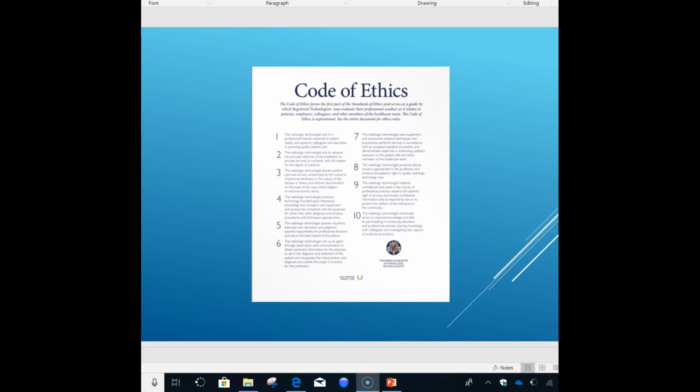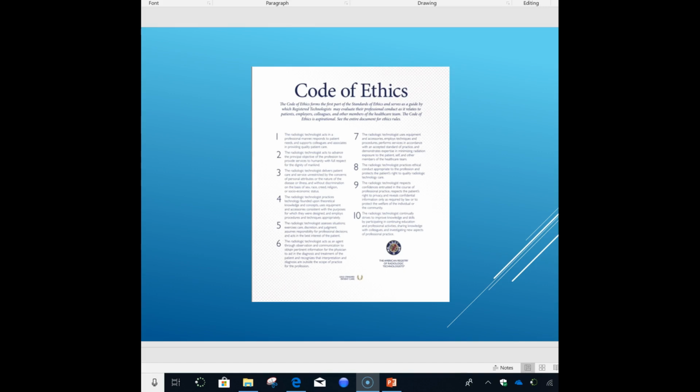Number seven, the rad tech uses equipment and accessories, employs techniques and procedures, performs services in accordance with the accepted standard of practice, and demonstrates expertise in minimizing radiation exposure to the patient, self, and other members of the healthcare team. Number eight, the rad tech practices ethical conduct appropriate to the profession and protects a patient's rights to quality radiologic technology care.